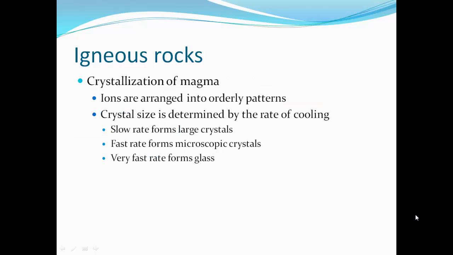Okay, as magma crystallizes, ions are arranged into orderly patterns. Crystal size is determined by the rate of cooling, how fast that magma cools. A slow rate forms large crystals. A fast rate forms microscopic crystals. A very fast rate forms glass.